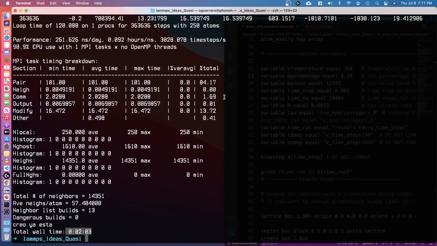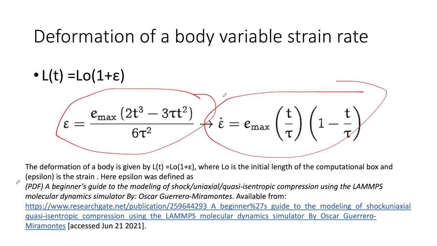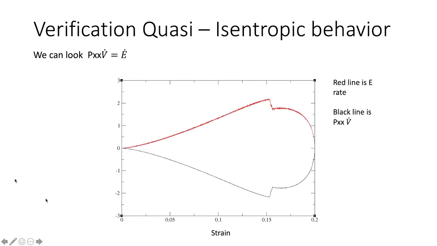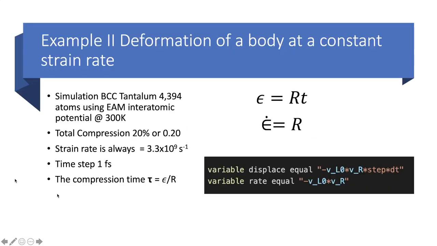So anyways, once I get my outputs, I can see the profiles of the pressure, the temperature, and the Pxx, etc. I want to say the following. If we look at the temperature... Oh, I want to use a pen. I'm sorry.